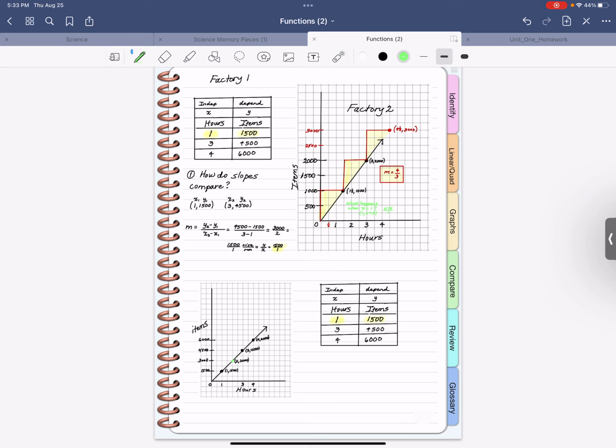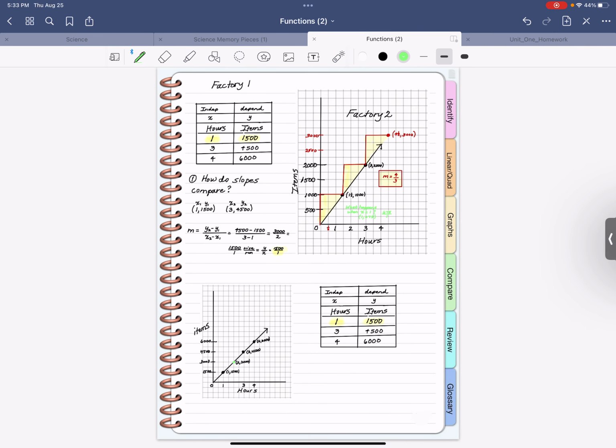All right. It says, first of all, how do the slopes compare? Slopes are not equal, and factory 1 is outproducing factory 2. Which factory will produce the most items in an 8-hour workday? Well, that's going to be factory 1, because their slope is higher. They're producing faster. And how do you know that? It's because they're double the production of factory 2. This is a very good exercise to think through. It's not easy, but it's a good one to think through.